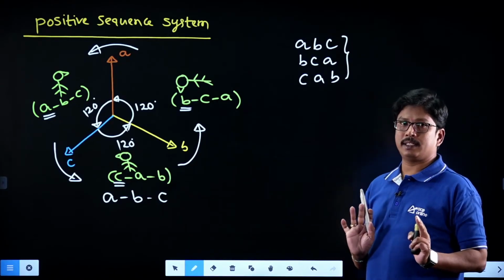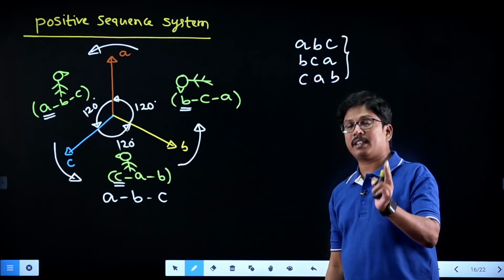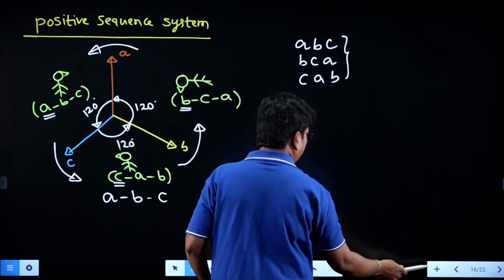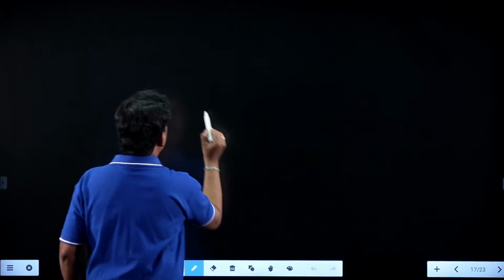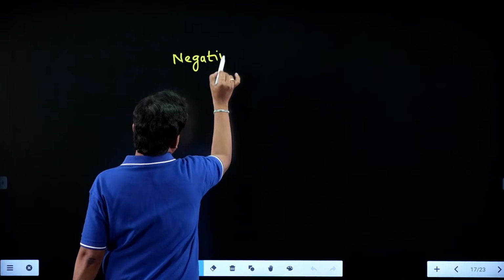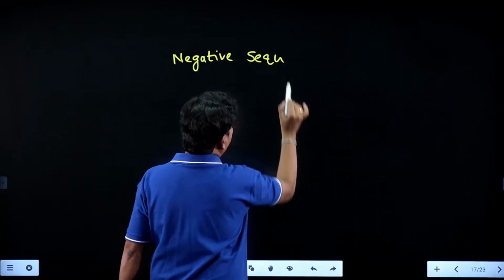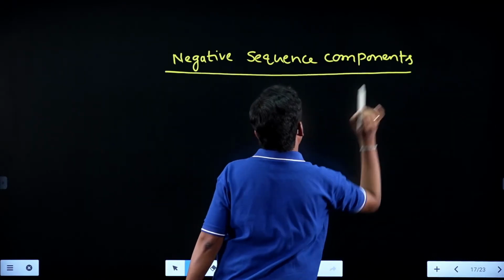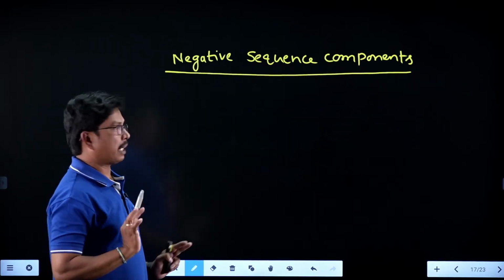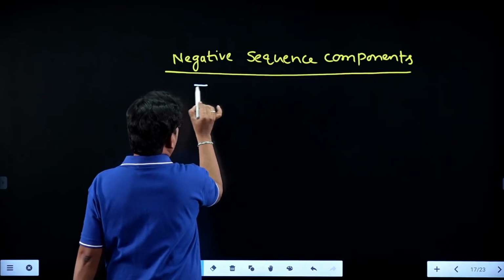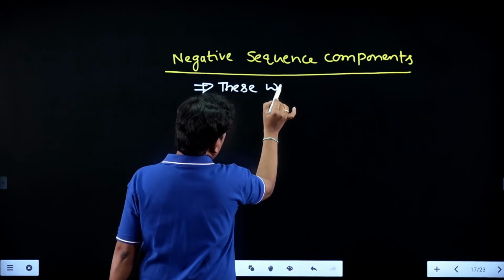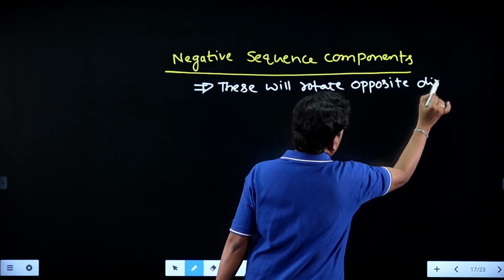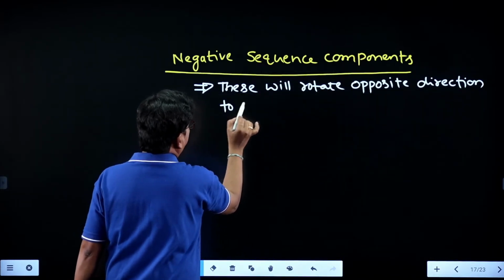Now we'll see what about the negative sequence system. Actually, according to the definition of negative sequence components, the negative sequence components will rotate in opposite direction to that of the positive sequence components. If you see the negative sequence components, students, according to the definition of negative sequence components, these will rotate in opposite direction to that of the positive sequence, right? So you can write here. So these will rotate opposite direction to positive sequence.